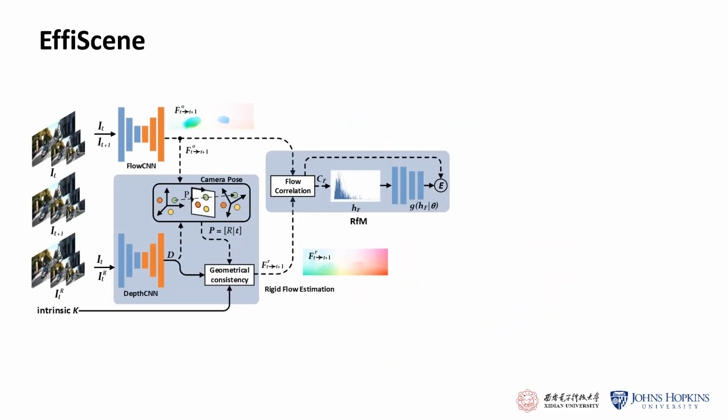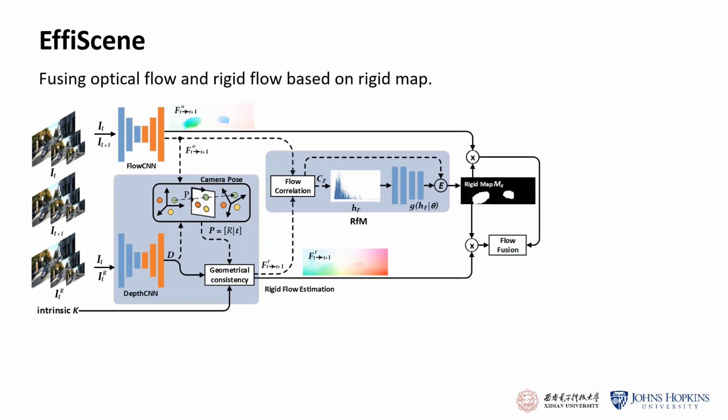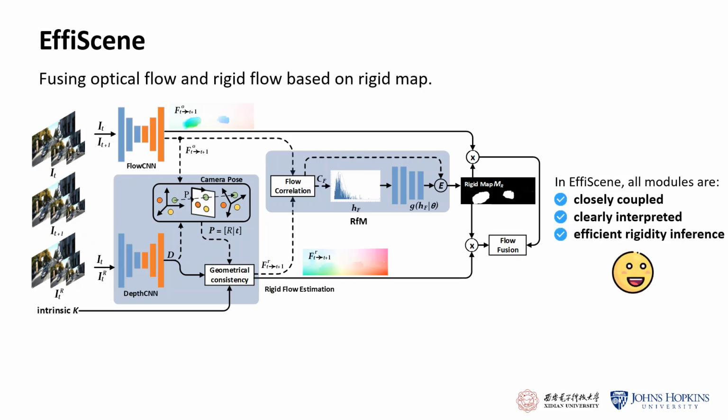Back to the EffiScene framework. Optic flow and rigid flow are fused to form the final flow, guided by the rigid map from RFM at the final level. By doing this, different modules in EffiScene can be closely coupled by RFM, and all components can be clearly interpreted from the geometrical view. Therefore, the efficient rigidity inference can be carried out via jointly considering the geometrical information from flow and depth.